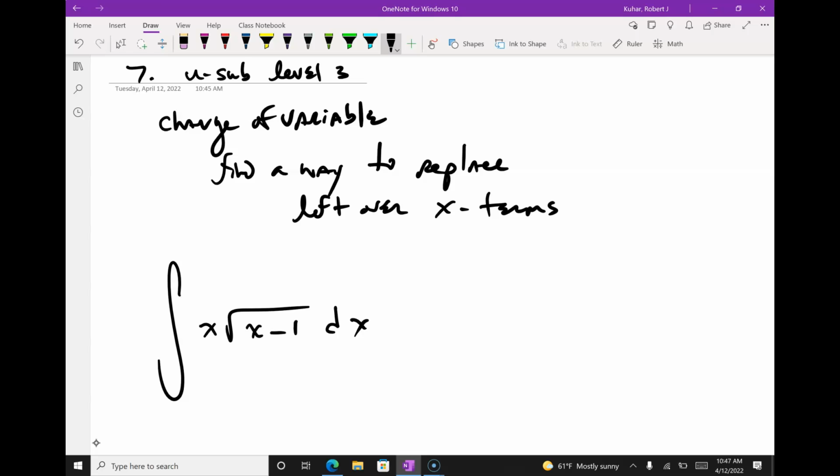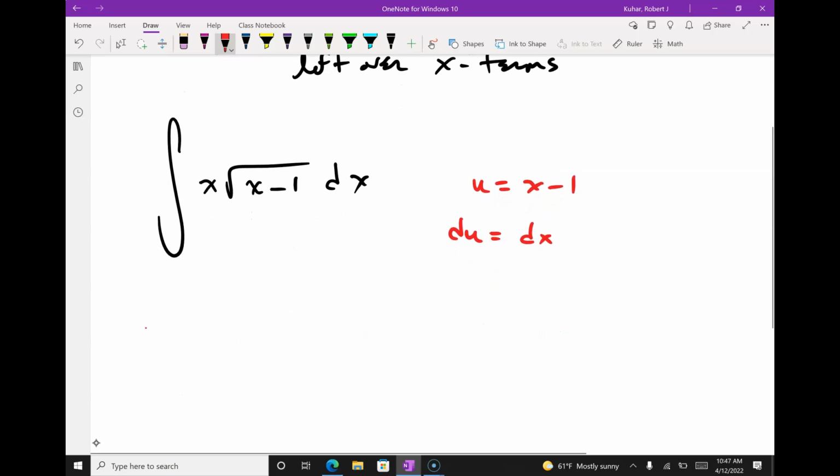Is there an inside? Yeah. So that's my u. That's my choice for u. So what's du? Nice, I have a dx. I have an inside, right? But I have a leftover x, right? Do you see my substitution at this point?